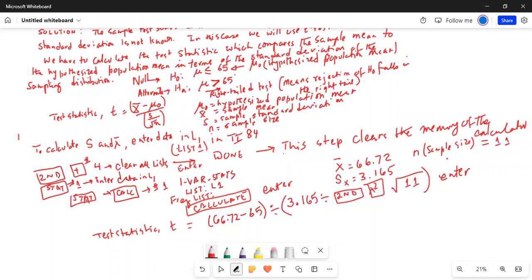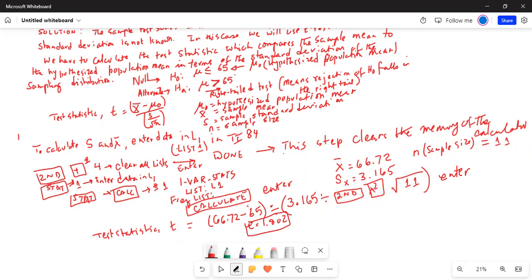So let's do it exactly the way I have done. T is equal to left parenthesis 66.72 minus 65 divided by left parenthesis 3.165 divided by second x square gives me the square root. Inside the square root, sample size of 11, right parenthesis and hit enter. The test statistic T is equal to 1.802. Okay, this is your test statistic.